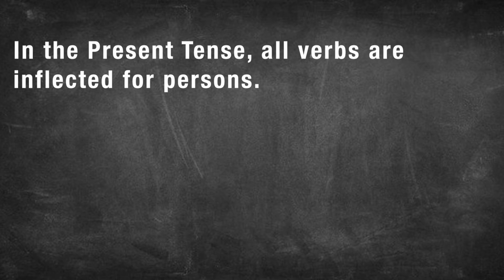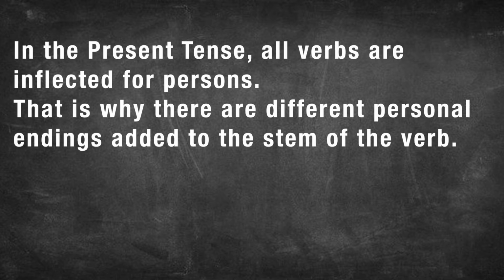In the present tense, all verbs are inflected for persons. That is why there are different personal endings added to the stem of the verb. All the verbs are divided into two groups or conjugations, according to the vowel of the personal ending. But how will I know which verb belongs to which conjugation?